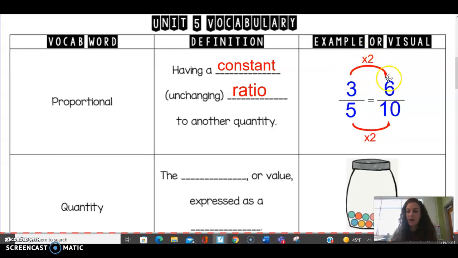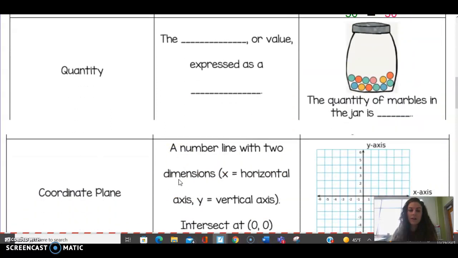Our first vocab word is proportional: having a constant, unchanging ratio to another quantity. So if I'm looking at two ratios here, we have 3 to 5, and we're comparing it to 6 to 10. We have a couple different ways that we can check. We could find their unit rates and compare their unit rates. In some instances, we can look at the relationship across. So 3 times 2 is 6. If 5 times 2 is 10, then that does show a proportional relationship.